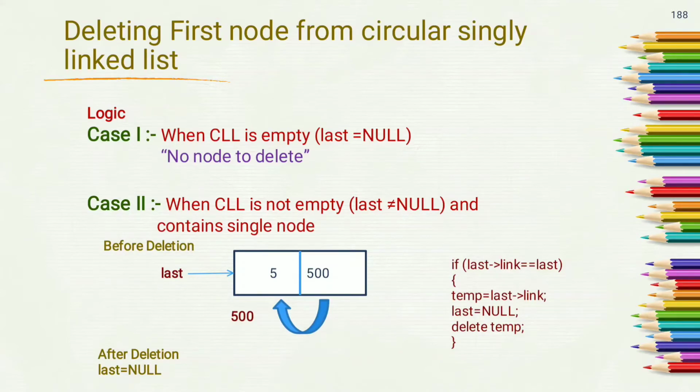Case 1 is when circular singly linked list is empty, that means value of last is equal to null. So then we have to print there is no node to delete.